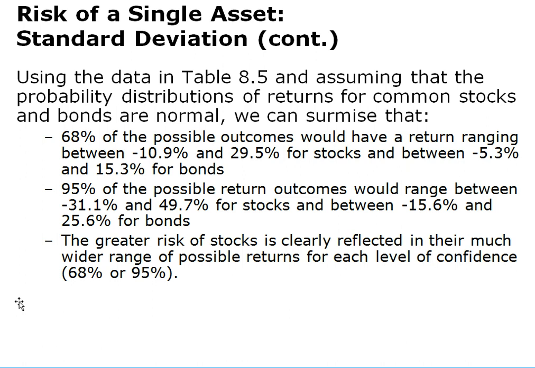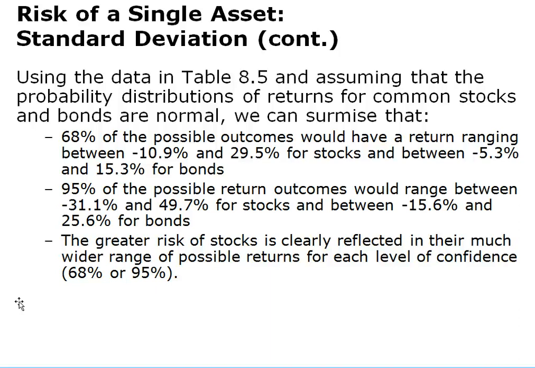Using the data in table 8.5 and assuming that the probability distributions of returns for stocks and bonds are normal, we can surmise that 68% of the possible outcomes would have a return ranging between -10 and 29% for stocks and -5 to 15% for bonds. For 95% possible, this is two standard deviations now, the return range is -31% to a positive 49.7% for stocks, and -15 and positive 25% for bonds.